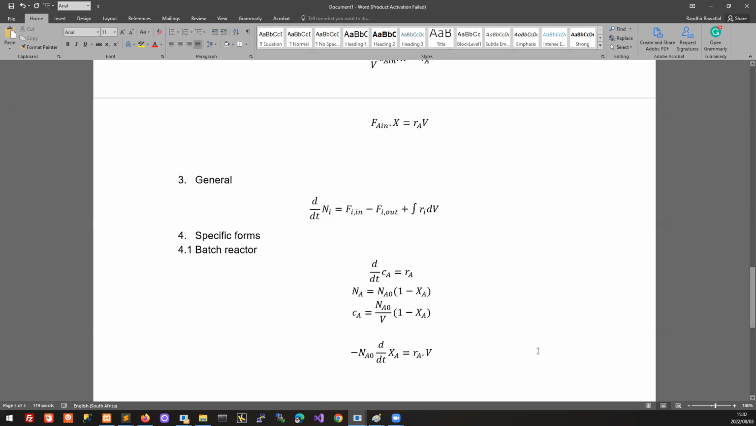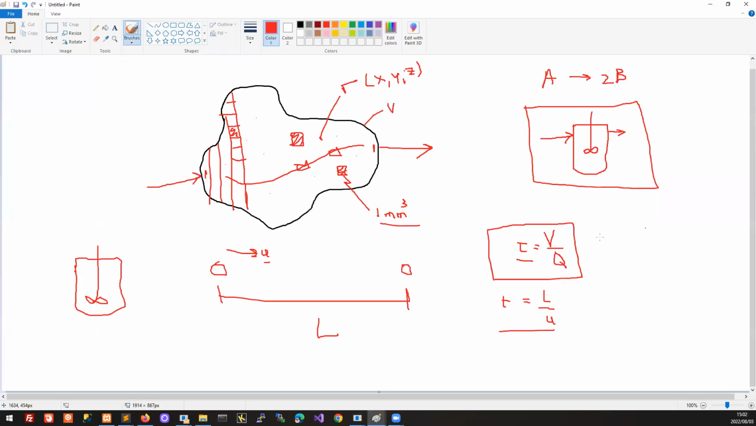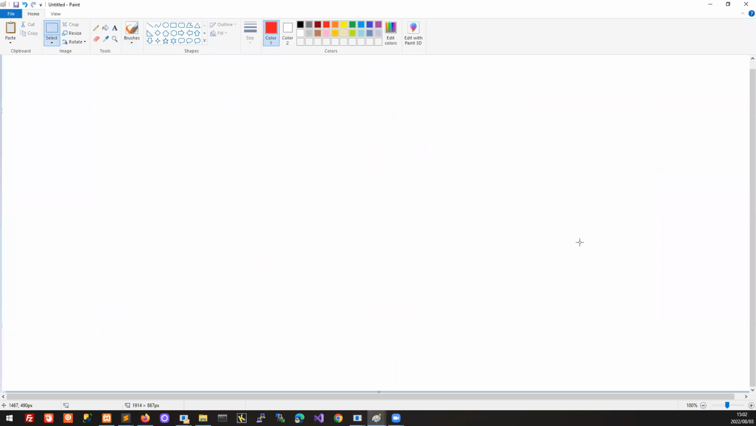Okay, now let's look at the last type, the plug flow reactor. Maybe just before that, any questions or comments there? Okay, so now let's look at the so-called plug flow reactor.